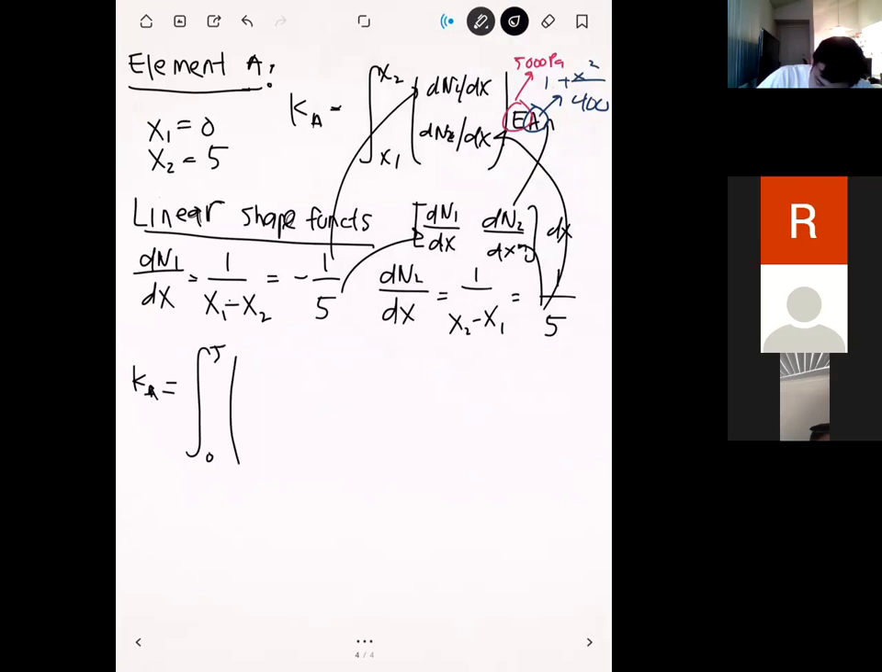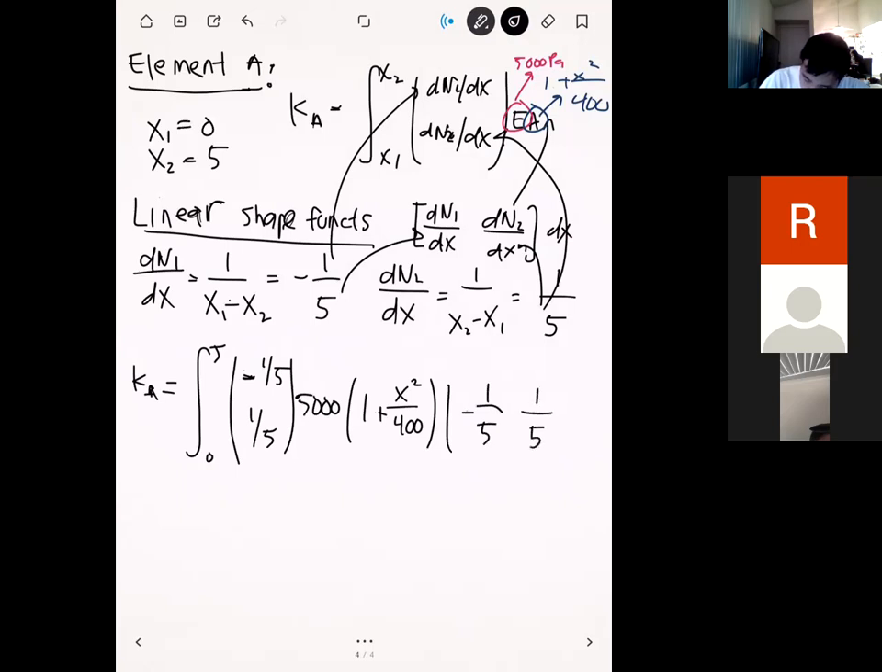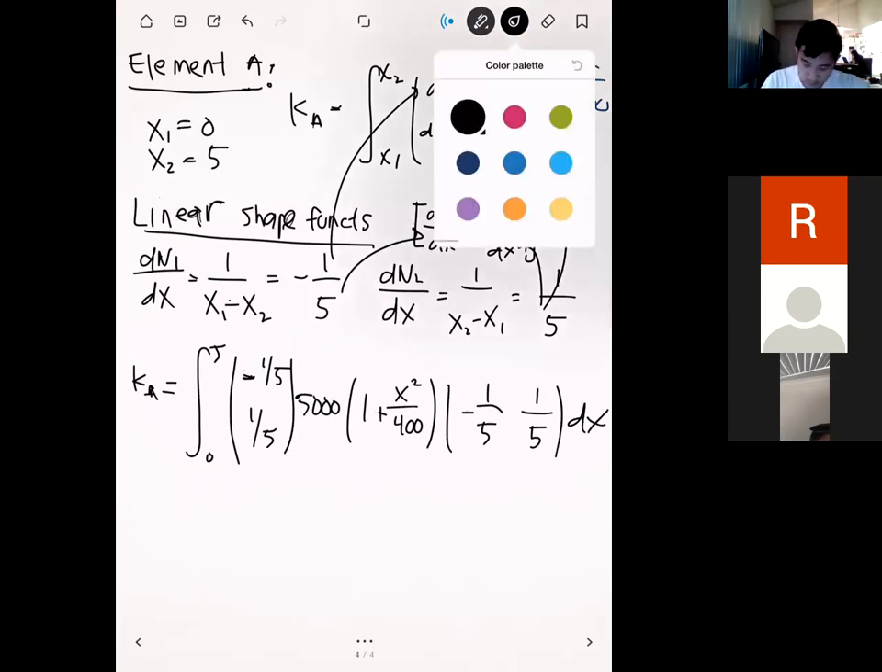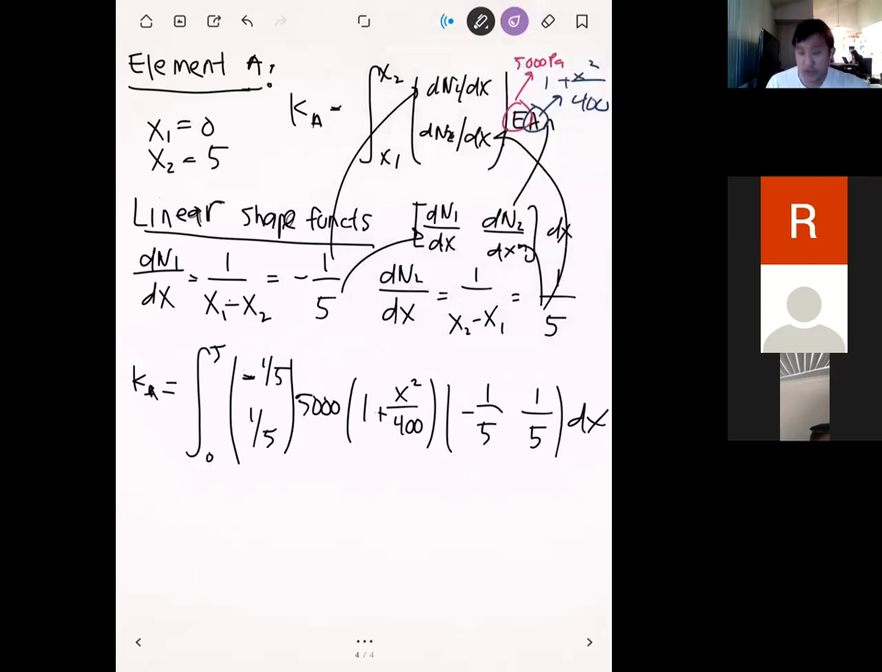And then we have our column vector here. So we have minus 1 over 5, 1 over 5, okay, times E, which is 5,000, okay, times our A, which is 1 plus x squared over 400, okay, times our row vector of minus 1/5 and 1/5, okay, dx. And so a lot of these quantities here are actually constants, so we can pull them out of the integral.